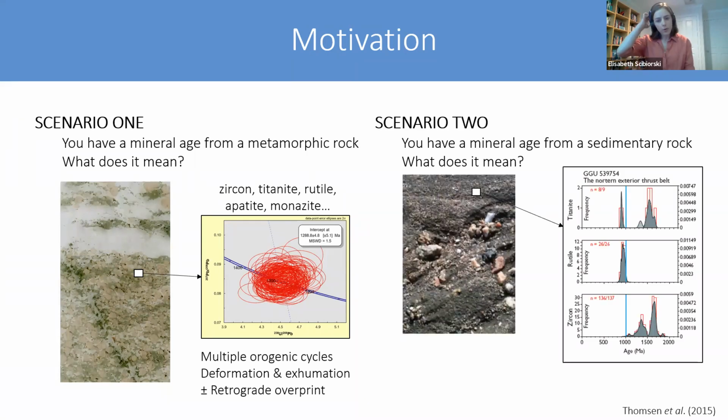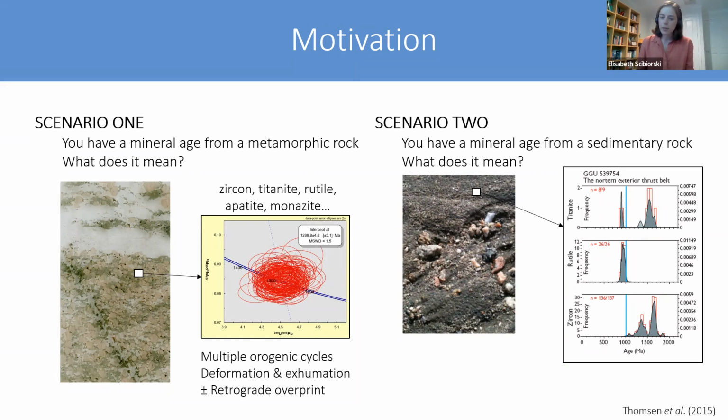Maybe you don't work on metamorphic rocks. Maybe you work on detrital sediments instead. And so imagine that you've collected some mineral ages from a detrital sediment sample. Again, you can date all kinds of minerals. But here is one example from the literature where this person has analysed titanite, rutile and zircon from a modern river sediment. And so they've dated these minerals, and so now you know that there are rocks of about these ages in the source region. So you've got age peaks at around 900 Ma, 1400 Ma and 1600 Ma. Okay, cool.